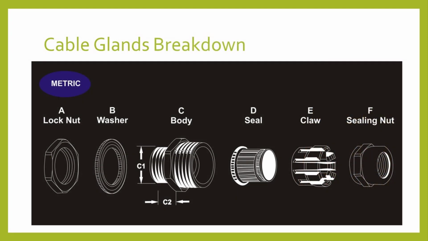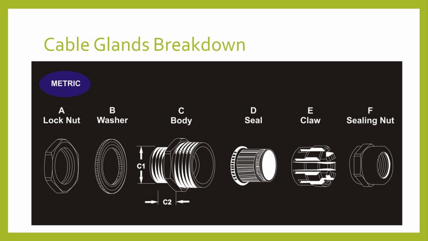First, let's look at what makes up a cable gland. Starting from left to right, A, B, and C fasten the cable gland to the enclosure. From outside the enclosure, the washer and cable gland body is inserted into the opening. The lock nut is then screwed onto the back of the cable gland and fastens it to the enclosure. The right-hand side components, C, D, E, and F, are for the compression seal on the cable and sit on the outside of the enclosure.